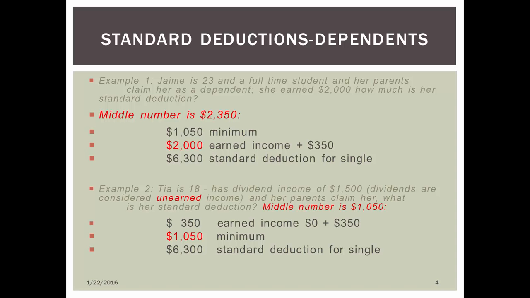It also determines whether or not she has to file. She only has $2,000 of income, which is less than $2,350, so she would not have to file if she didn't want to.